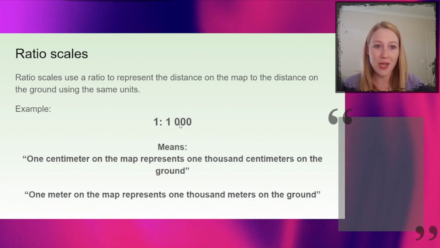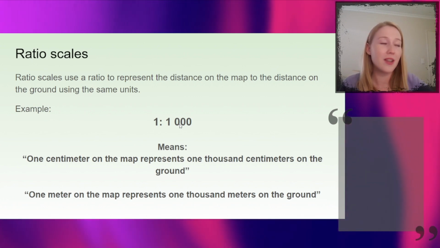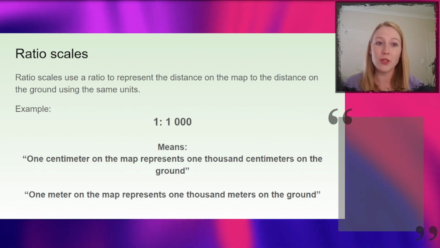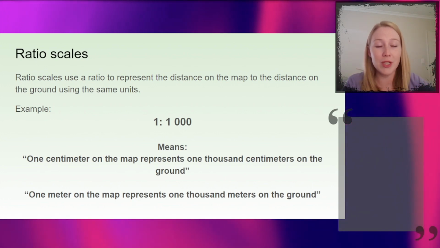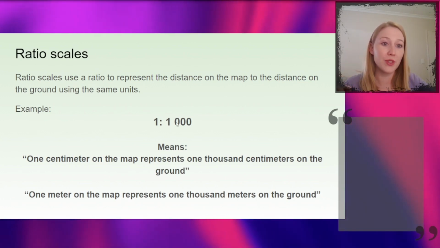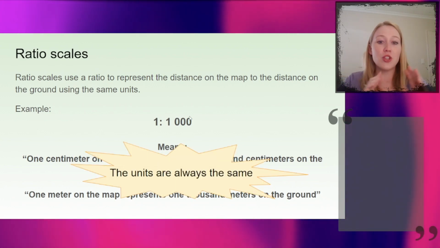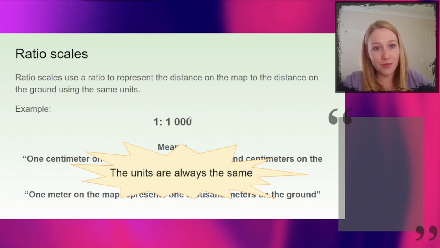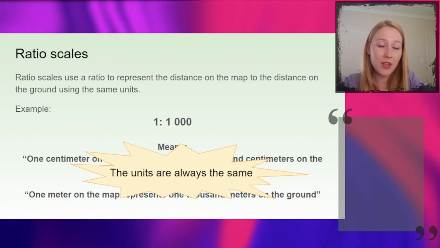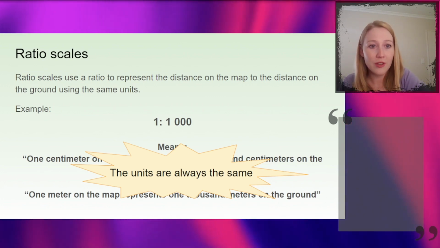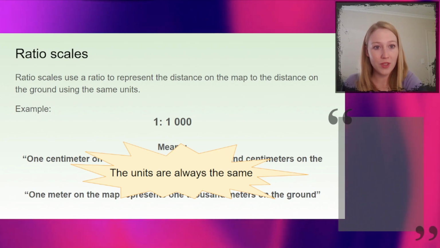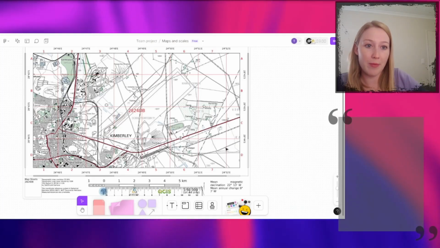Now we're going to do some practice questions. We're going to take a look at a very common map that we use, and we're going to see if we can measure some distances using this map. The golden rule of ratios is that the units are always the same. I say to my kids, I do not care what you're measuring with, as long as you know that your answer is in those units. This map is a topographical map.